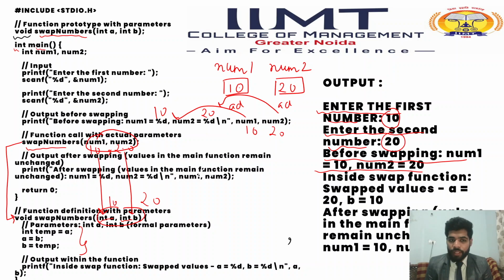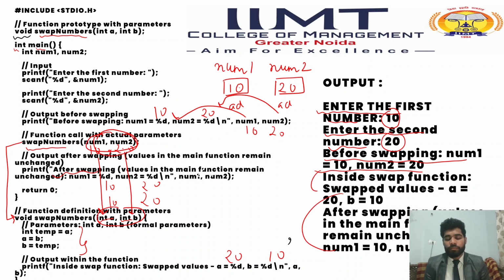That's why, after performing this swapping, we have printed the result of swapping inside this function. So we have written printf inside swap function, swap values a equal to %d, b equal to %d, and here the output of swapped values will be printed. For example, a equal to 20 and b equals to 10. After this, the program control again goes here. Here we have written printf after swapping, values in the main function remain unchanged. Num1 equal to %d, num2 equal to %d, because now we are talking about these values, number 1 and number 2, so these will remain unchanged. So here the result will be num1 equal to 10, num2 equal to 20. Here we have also written the same thing after swapping and inside swap function.